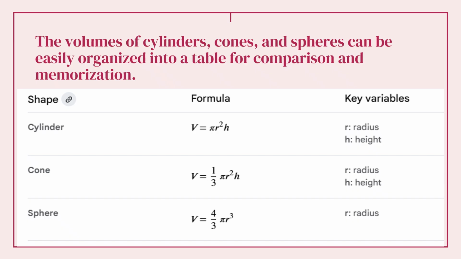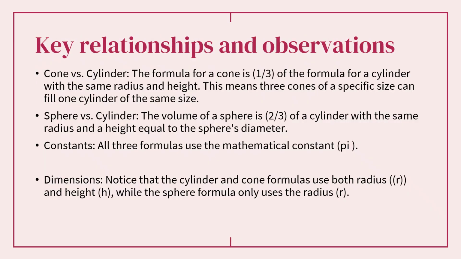The volumes of cylinders, cones, and spheres can be easily organized into a table for comparison and memorization. For a cylinder, the formula is V equals pi r squared h, where r is the radius and h is the height. For a cone, the formula is V equals 1/3 pi r squared h, or height, and for a sphere, V equals 4 over 3 pi r cubed. So r is for radius.